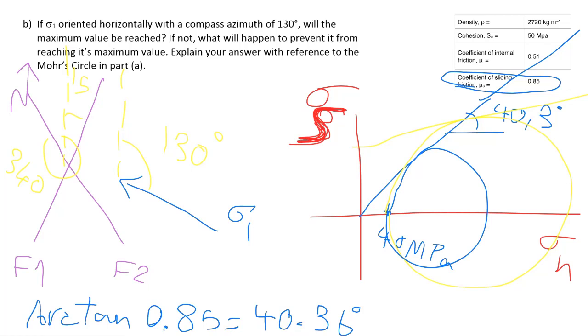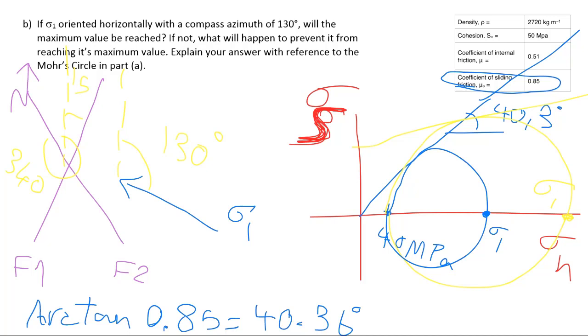As soon as this blue circle touches the blue failure line, one of these fractures will be activated. So the answer is yes, a maximum stress will be reached and one of them will be activated. Why? Because under sliding friction you need a smaller sigma 1 compared with the bulk rock, which needed about 260 megapascal. So which one of these two sets of fractures will be activated? We should find that.